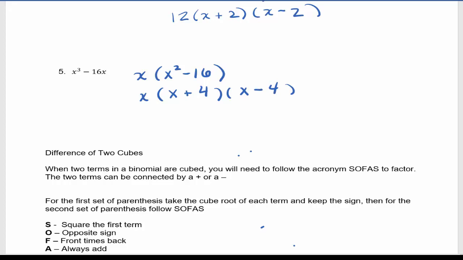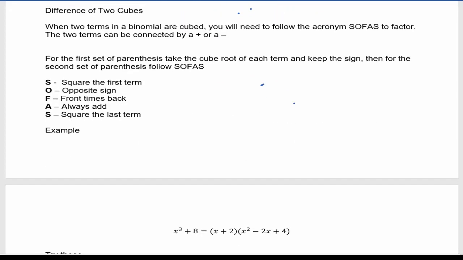Now, sometimes you have a different situation. You have two terms that are cubed. So when we have the difference of two cubes, you will need to follow steps. I like to remember an acronym called SOFAs, and that helps me to remember the steps for factoring two cubes or the difference of two cubes.